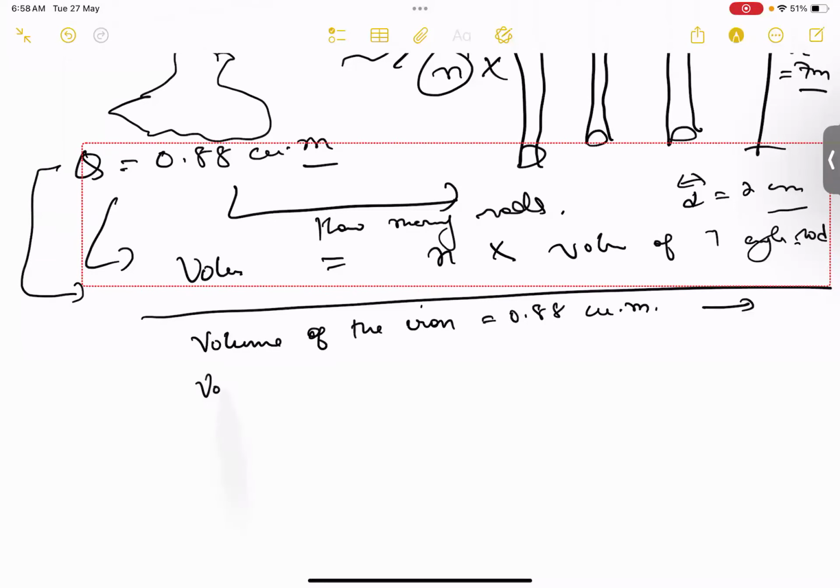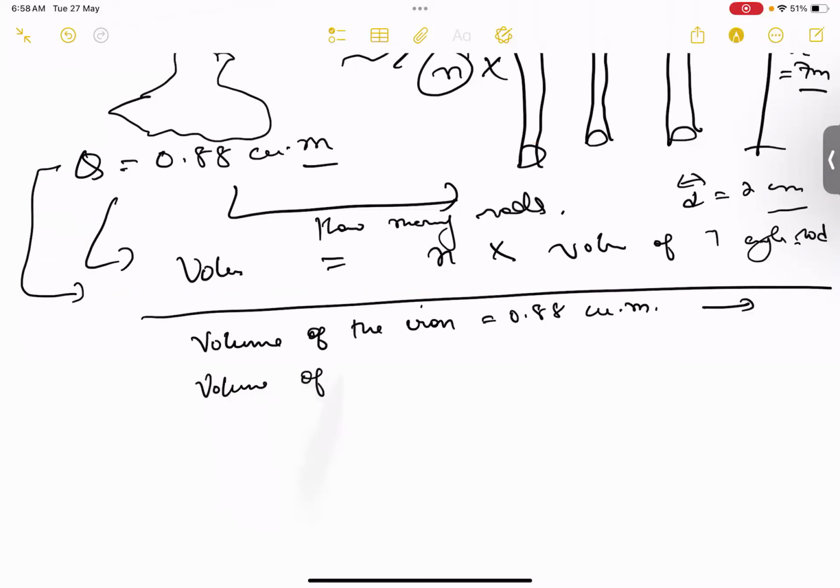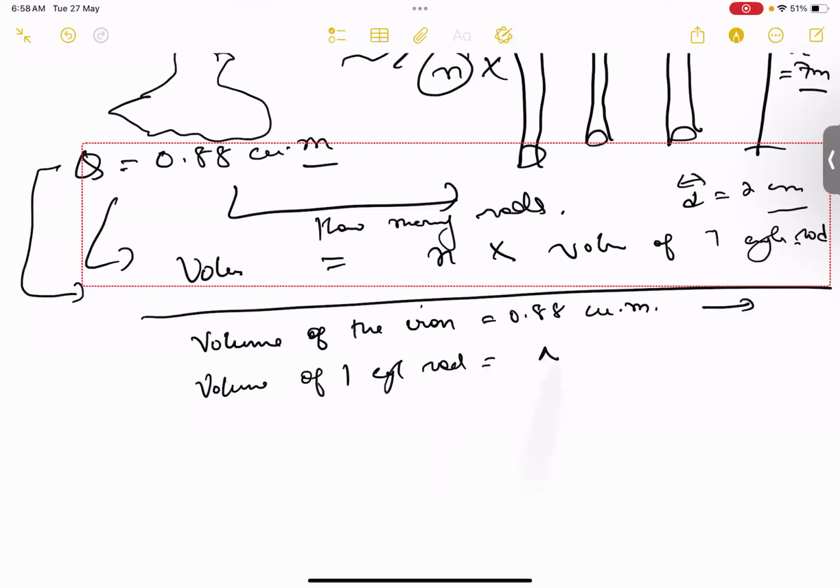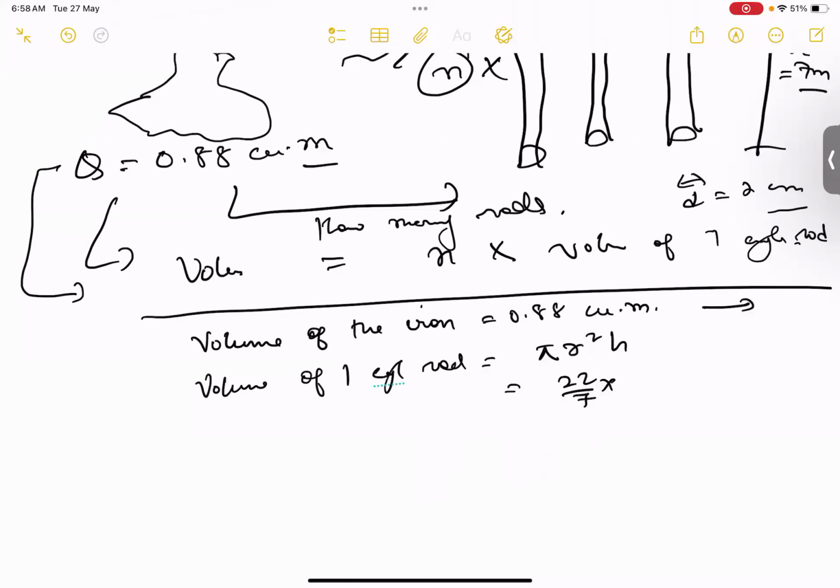So volume of one cylindrical rod is equal to, the formula is pi r square h, right? So pi is 22 by 7 into, now diameter is 2 centimeter, right?